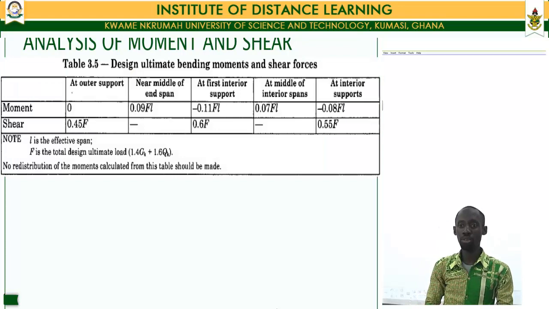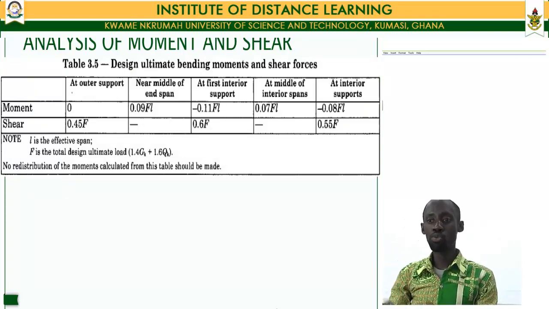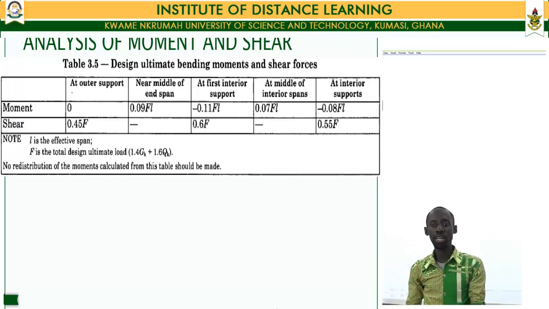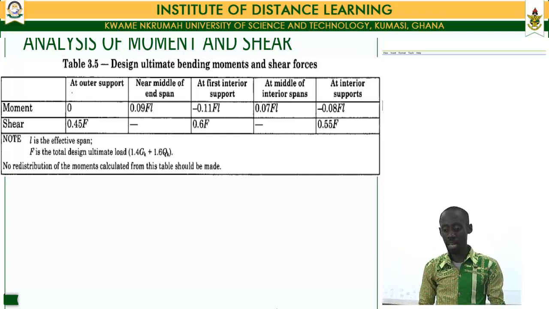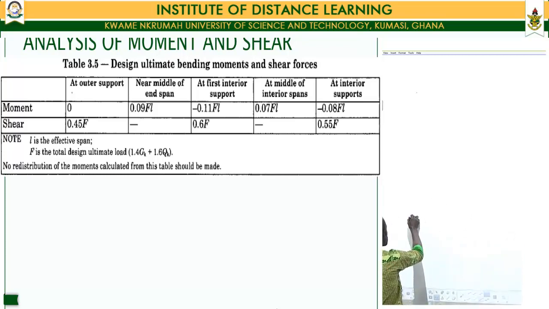the BS code, that's Table 3.5, which gives us our moment coefficient that would multiply our ultimate design load and our effective span to get the magnitude of the moment within our beam section. Now, just to take you through the provisions of that table.